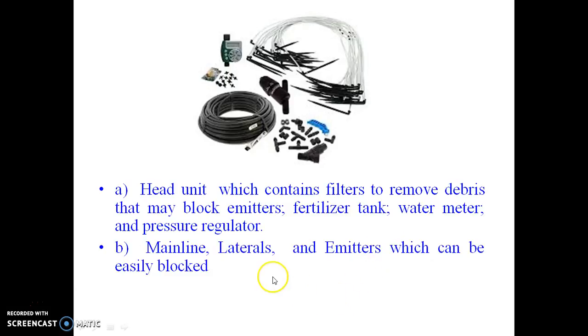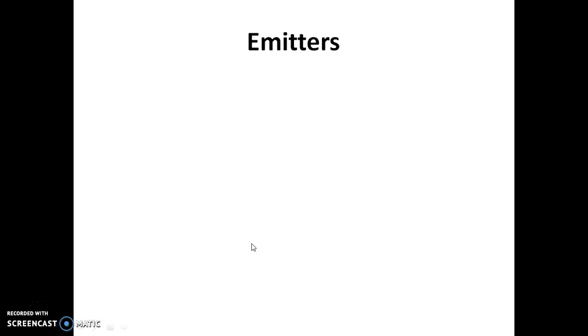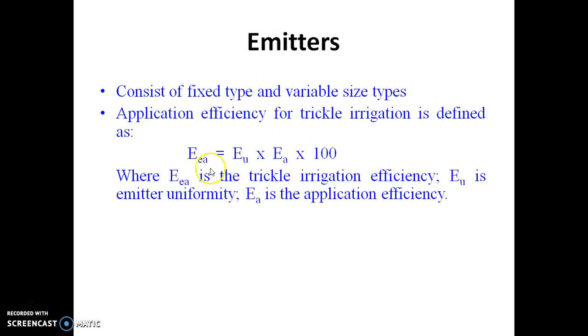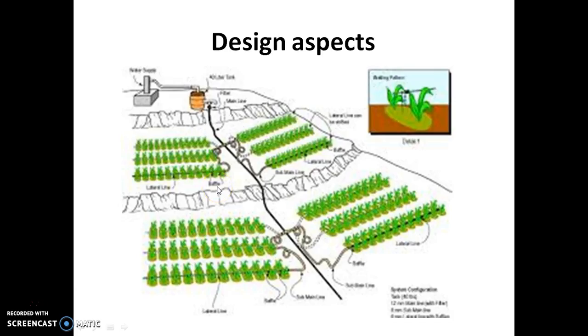And the main lines and laterals are of PVC tubes, and you need emitters which are of generally plastic materials. So emitters can be of fixed type or variable type. The efficiency of a drip irrigation system depends on the emitter's uniformity, and you can calculate it as emitter uniformity times application efficiency is the irrigation efficiency of a drip irrigation system.